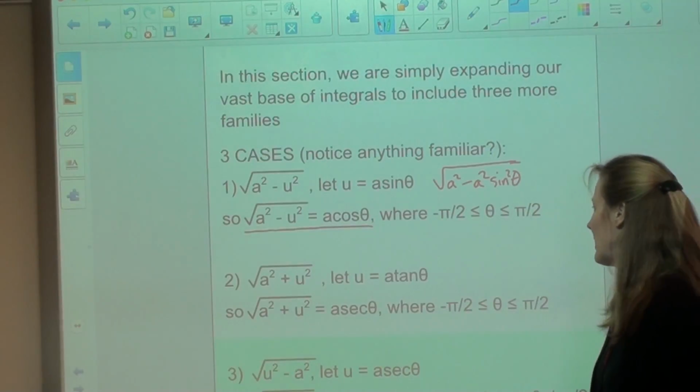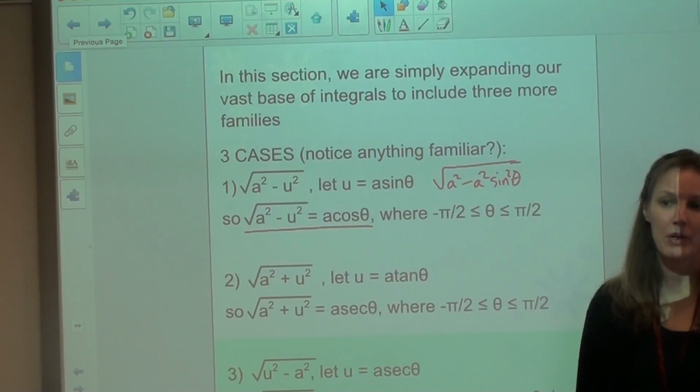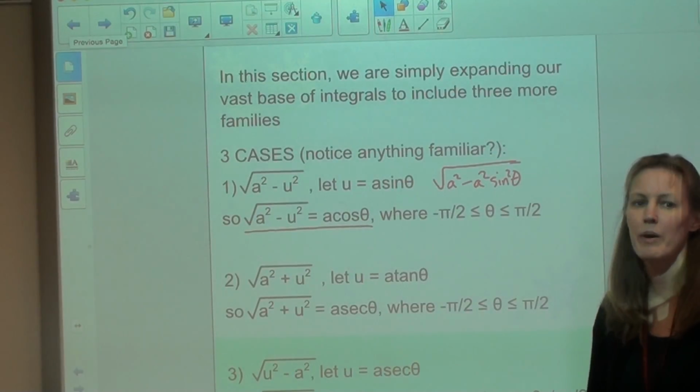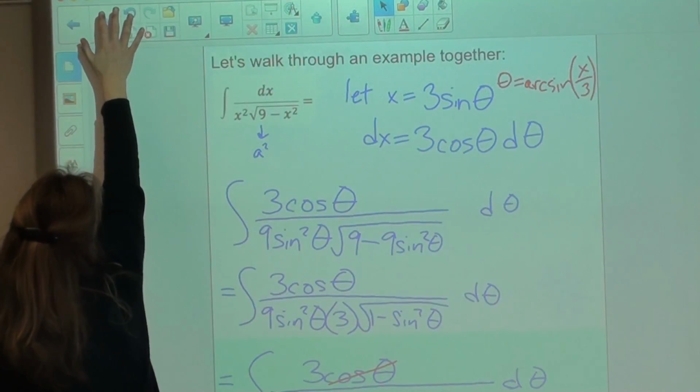But yeah, you can do that. If you want to memorize, you can. It'll save you 2 steps.